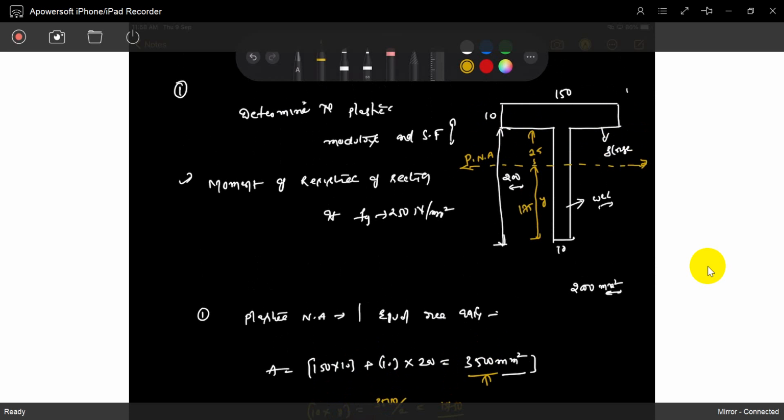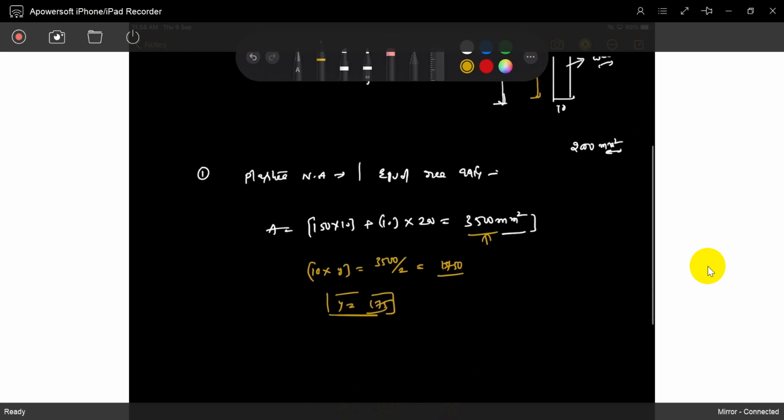To find out the elastic neutral axis, you have to find out the CG of the section, the center of gravity. That is also easy. That is the plastic neutral axis. You got the idea? So we found the plastic neutral axis.